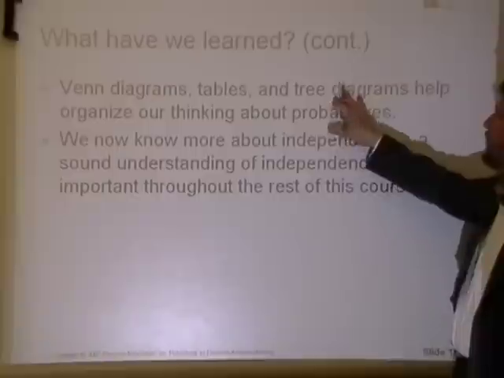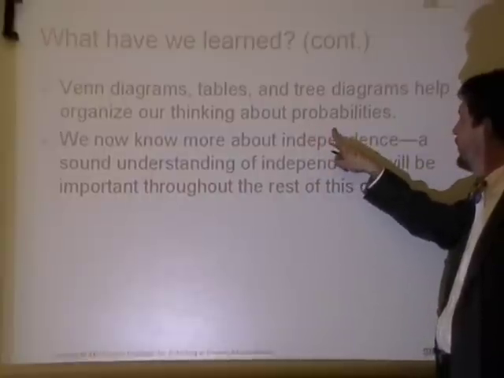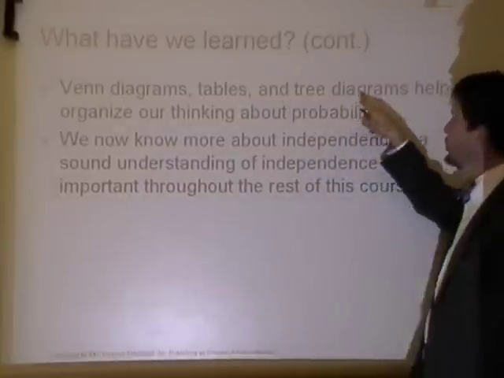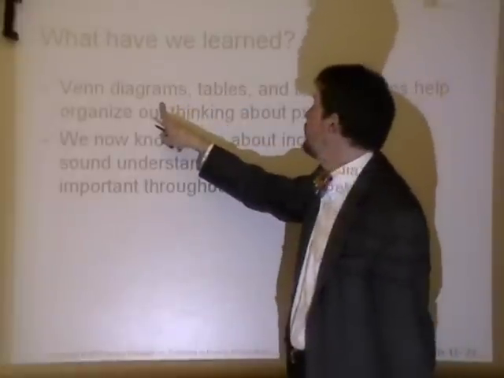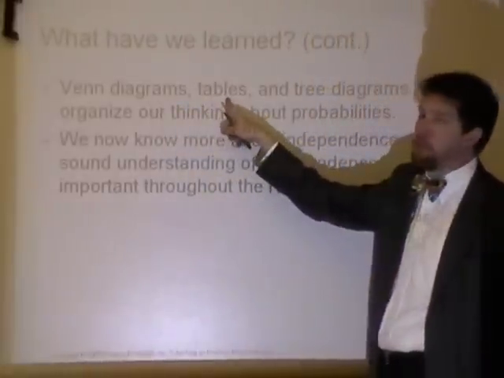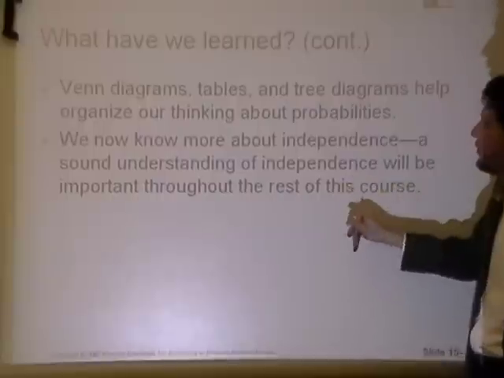Conditional probabilities: Venn diagrams, tables, and tree diagrams help organize our thinking about probabilities. Well, no, tree diagrams, I hate them, so they don't help us at all. Venn diagrams are going to be very useful. We'll see that. We're going to use the tables that we're going to create in replacement of the tree diagram. And now we understand more about independence. Okay, that's it for the notes.